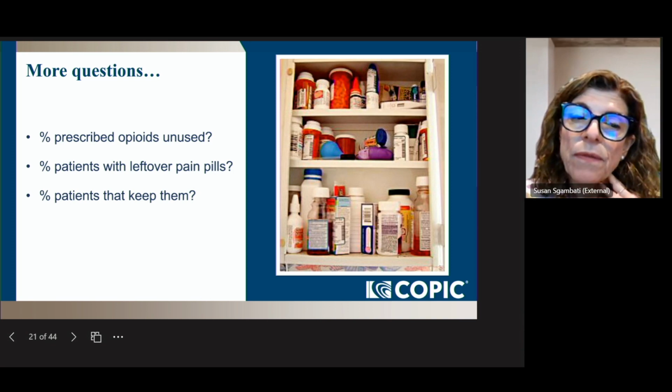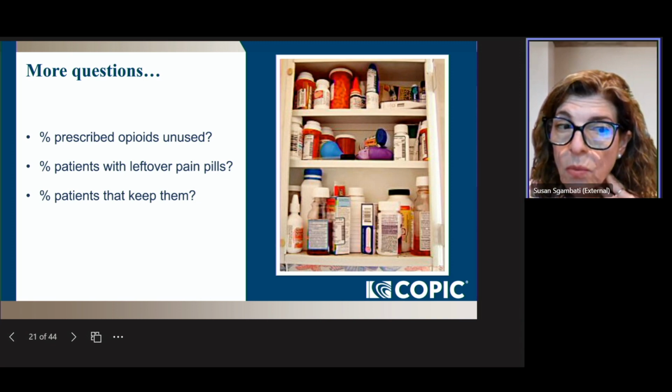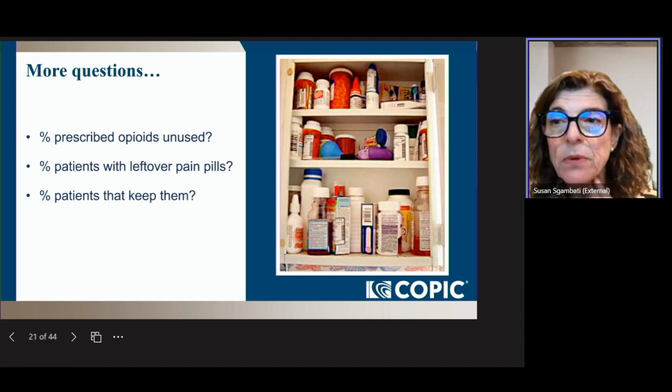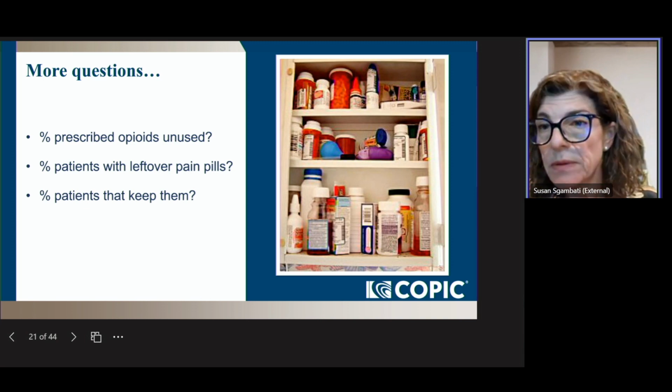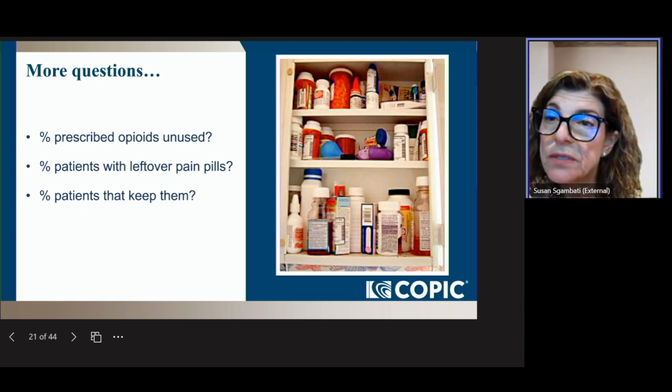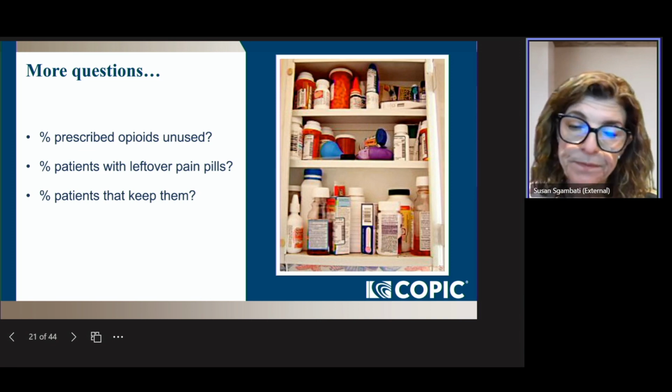And then 92% of patients have leftover pain pills. Now, what percent of patients keep them? Well, I think people are more prone to throw out their extra Lasix or losartan than they are to throw out their pain pills, right? 80% of patients keep them. So this is really where 65% of the heroin users get their first free pill. So we do have a role in this.